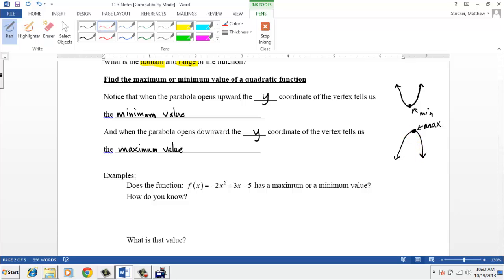And how do we know if it opens up or down? Well, we look at the sign right here. Since that's a negative, it opens down. And if it opens down, that means we're looking at this picture, which means the vertex has a what kind of value? A maximum value. So this has a maximum value because the parabola opens down.